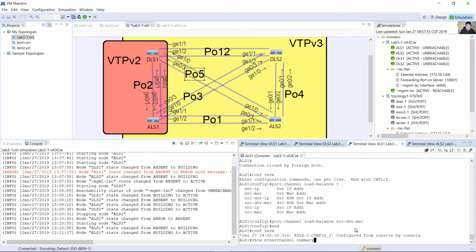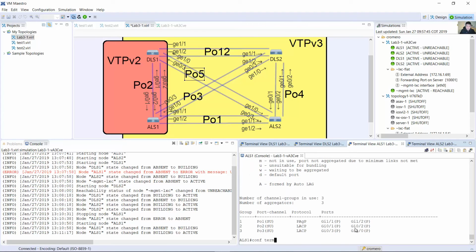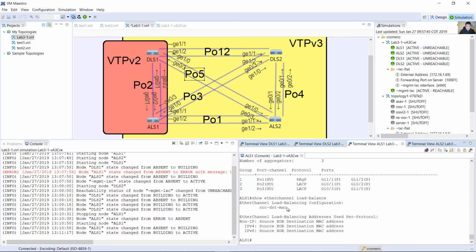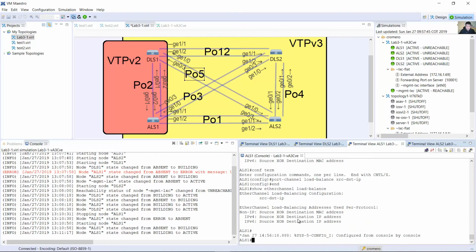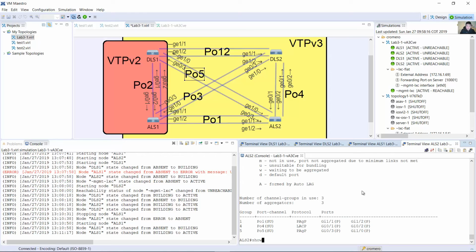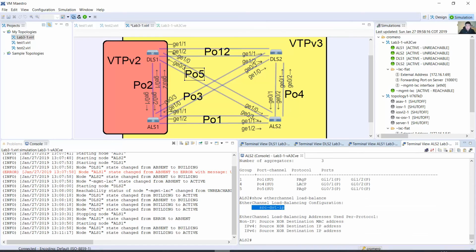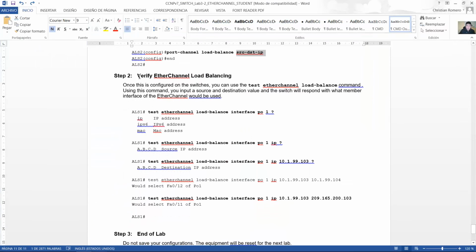And verify. No, it's show EtherChannel load-balance. Okay, now it's using MAC, and I will reestablish the source-destination IP. Configure terminal, source-destination IP. Okay, source-destination IP. On ALS2, verify, show EtherChannel load-balance. Okay, source-destination IP, and verify.